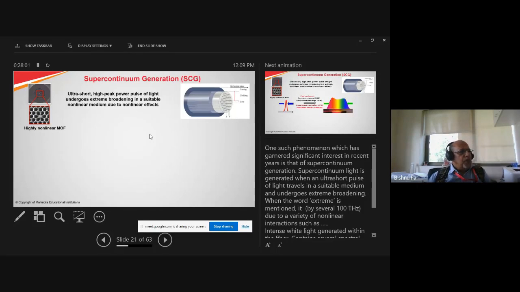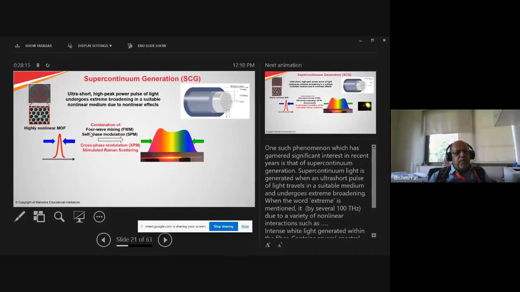So ultrashort supercontinuum light is generated when an ultrashort, high peak power pulse of light undergoes an extreme broadening in a suitable nonlinear medium due to nonlinear effects. So you send in an optical pulse of high power so that you get strong nonlinear effects, and it goes through that medium which exhibits strong nonlinearity. You get at the output a very broad spectrum. So as if from almost a single wavelength, you have got a vivid spectrum out of it.